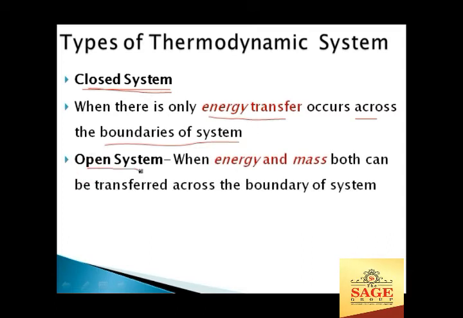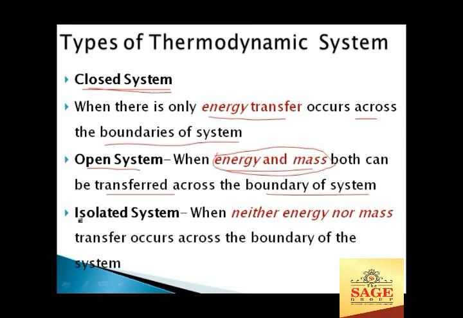Open system is a system where energy and mass both can be transferred across the boundary of the system. So in this system both can be transferred, energy as well as mass. And the third one is called the isolated system. In this system, when neither energy nor mass transfer occurs across the boundary of the system, it is known as the isolated system. So these are the three types of system used in thermodynamics.